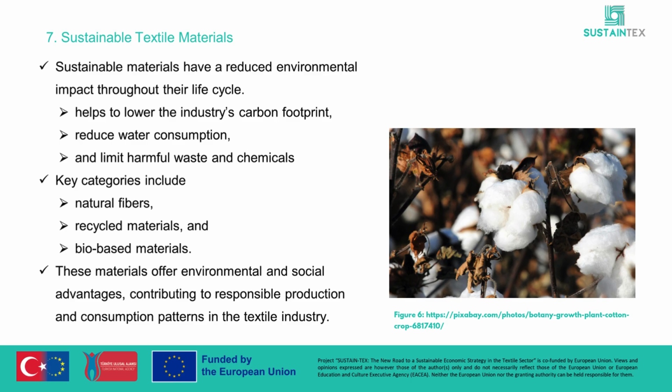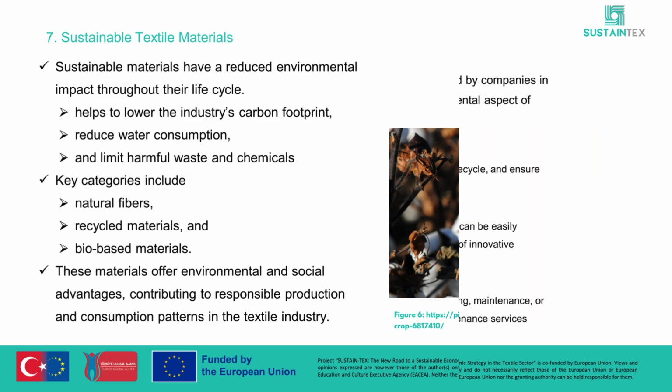Sustainable textile materials. Sustainable materials have a reduced environmental impact throughout their life cycle that helps to lower the industry's carbon footprint, reduce water consumption, and limit harmful waste and chemicals. Key categories include natural fibers, recycled materials, and bio-based materials. These materials offer environmental and social advantages, contributing to responsible production and consumption patterns in the textile industry.